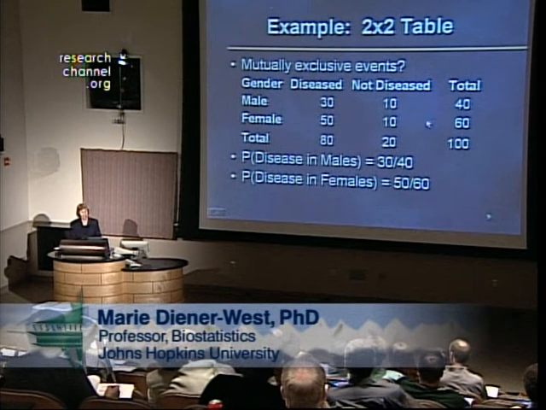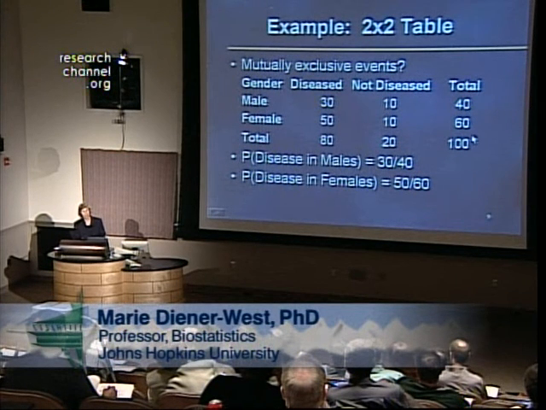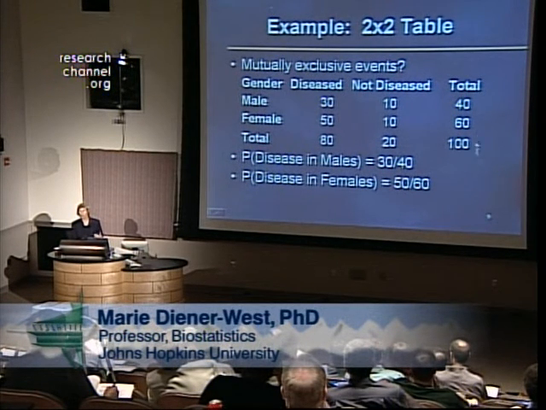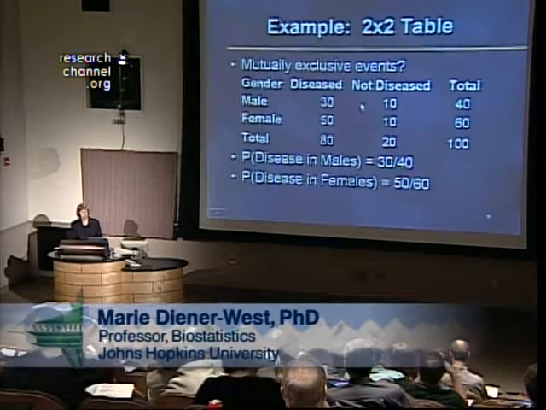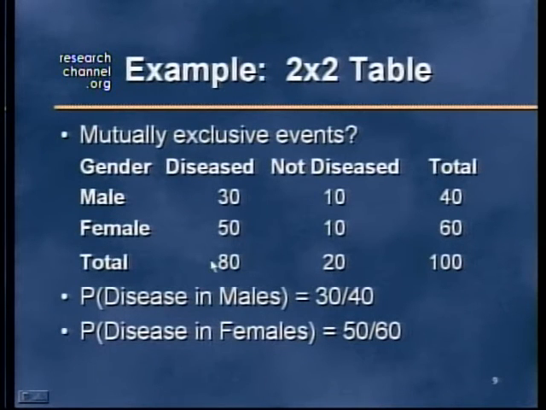The probability of being male is 40 out of 100. The probability of being female is 60 out of 100. So we saw that one probability was 0.4, the other probability was 0.6. So when we have mutually exclusive events, their probabilities sum to 1. We also see disease status, diseased and not diseased, mutually exclusive events. The probability of being diseased in this population is 80 over 100. The probability of not being diseased is 20 over 100. Again, the sum of those probabilities has to equal 1. What about gender and disease status? Are they mutually exclusive?